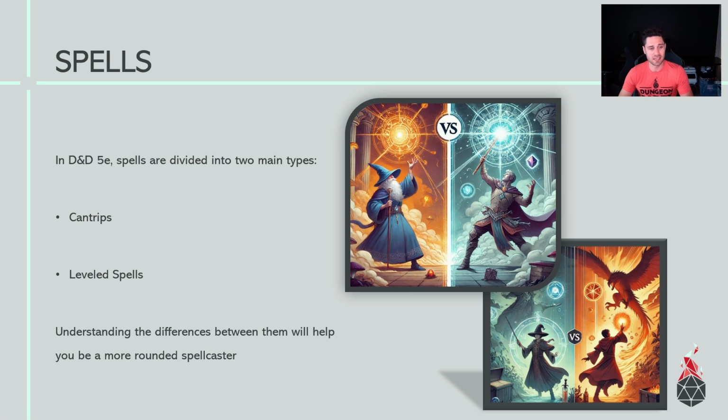Next, let's get into spells in general. In D&D 5e, spells are divided into two main types, cantrips and leveled spells. Understanding the differences between these will help you be a more rounded spellcaster and help you use your spells in more settings and not feel as limited as a spellcaster.